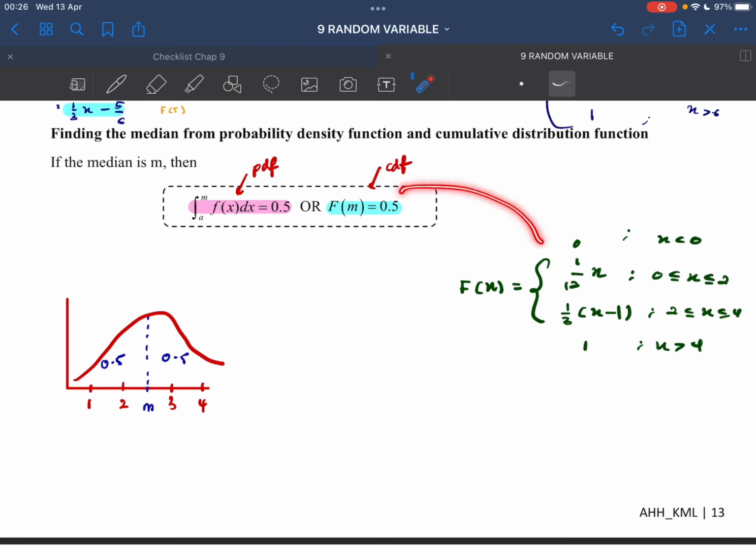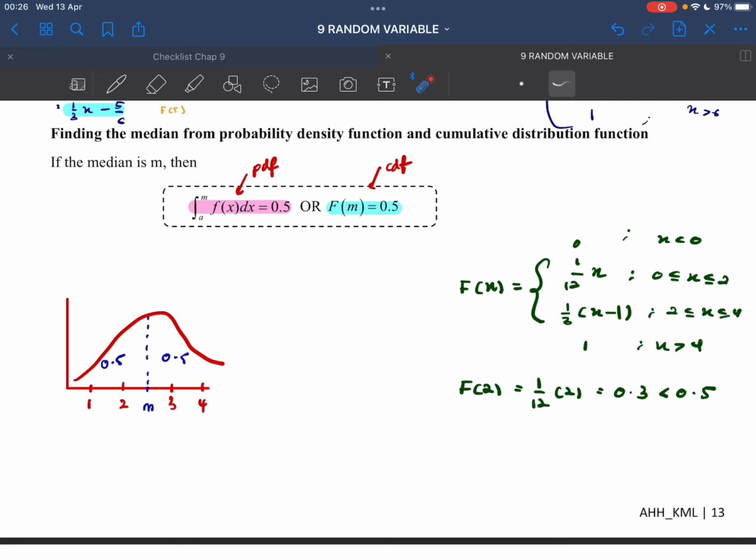But if you have CDF, what we have to do to find median, you just substitute the value. You substitute 2. Let's see if I substitute 2 into this function, F(2) equals 1 over 12 times 2, we got 0.3. So you know that 0.3 is less than 0.5. Cumulative, okay, we are talking about cumulative. So from 0 up until this point, x equals 2, the total probability is only 0.3. That means your median is somewhere around this function here.